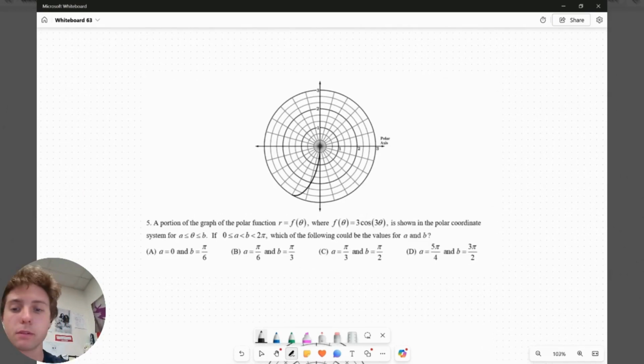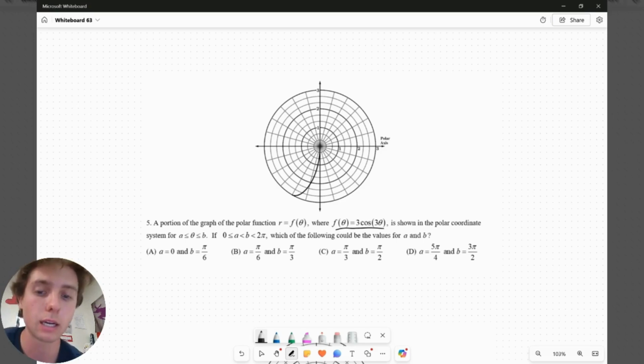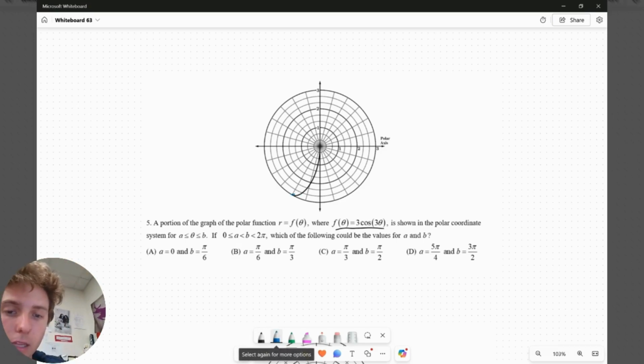Let's go ahead and analyze a few other things real quick. Number 5, a portion of the graph of this function. We have a function 3 cosine of 3 theta. We're given part of its graph in the polar plane, and we want to then figure out what interval we are actually given. Right now, we know the interval is from A to B, where we know A must be greater than or equal to 0 and B must be less than 2 pi.